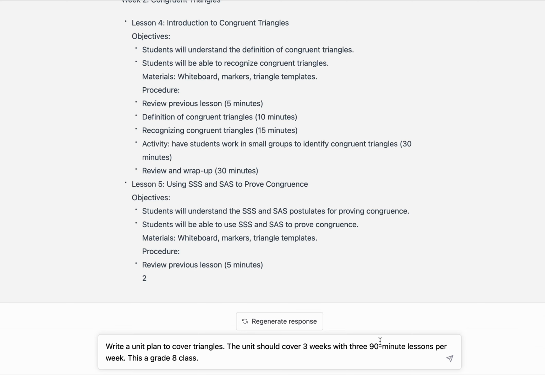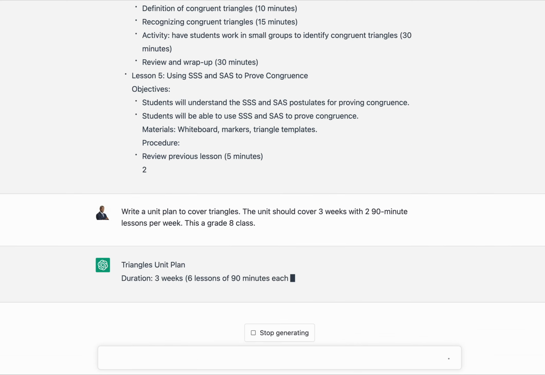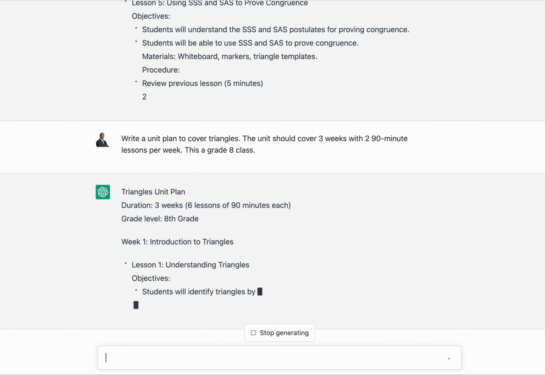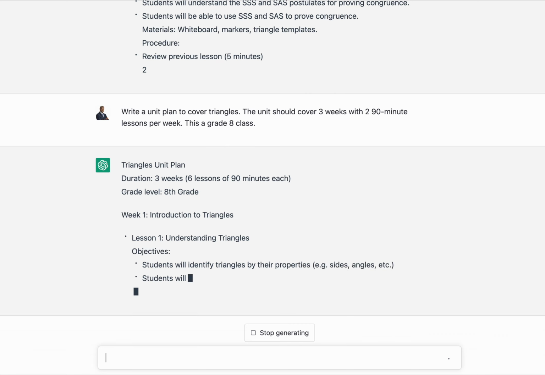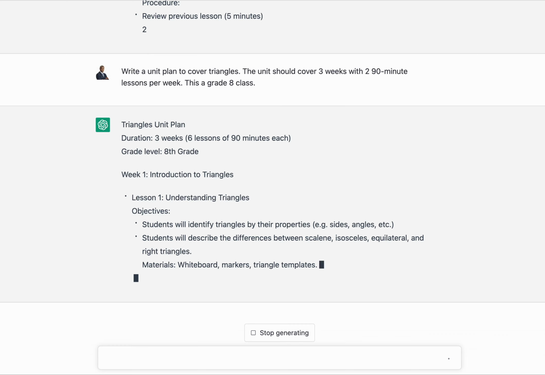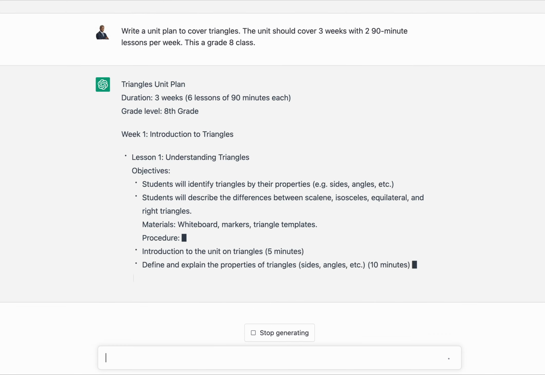3 weeks, and I'm going to say it is 2 90-minute lessons per week. All right, let's see, because I think it's just pushing the boundaries here in terms of how long it can stay on a response. That's my thinking. I'm trying to use it, so I'm not bothered too much about those glitches. I'm just trying to make sure that I am able to learn from it.